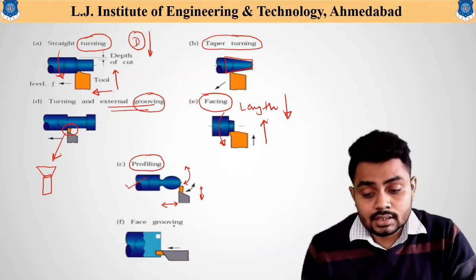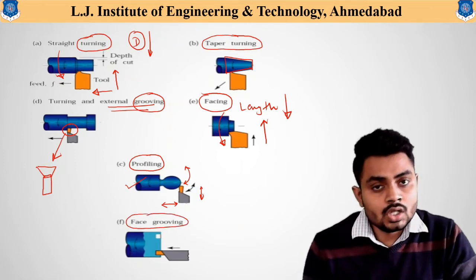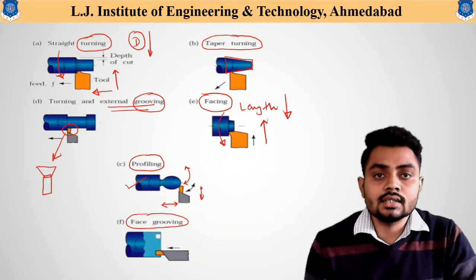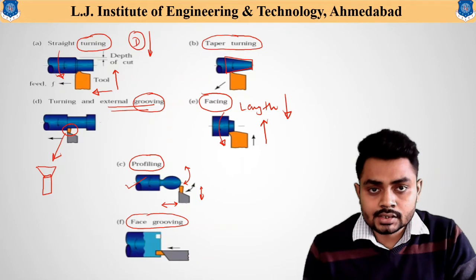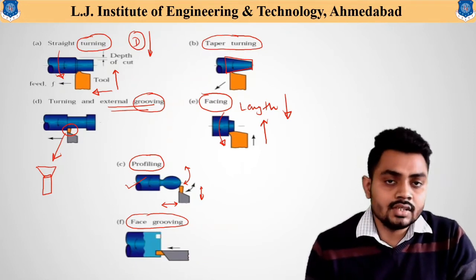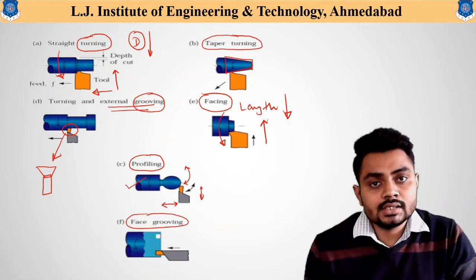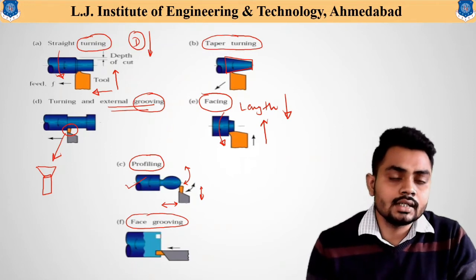Now the next one, that is the face grooving operation. This face grooving operation is similar to the external grooving operation, but in this particular grooving operation, the entire operation is done on the face of the workpiece, whereas in the external grooving, the operation is performed on the external surface or outer periphery of the component.